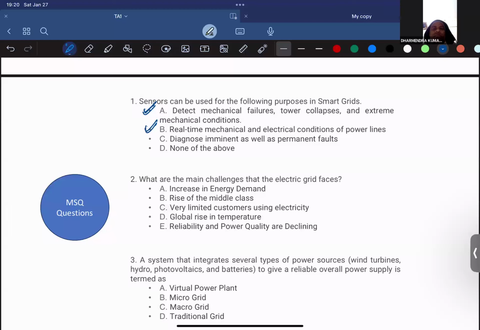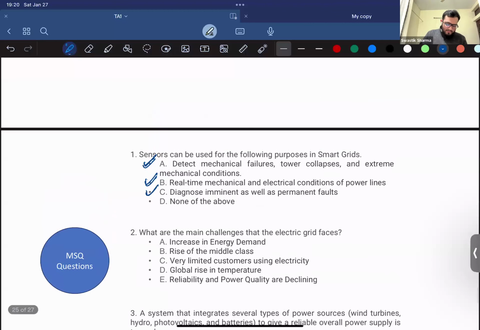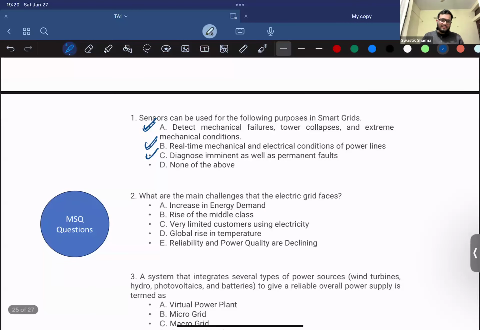And can we diagnose imminent as well as permanent faults? We can, right? Reclosers are used in conditions when there are faults, and a recloser is a kind of sensor. So the answer is A, B, and C. With these questions, you have to carefully assess the options. Think about the options and then come up with why sensors, or anything, will be required or not.